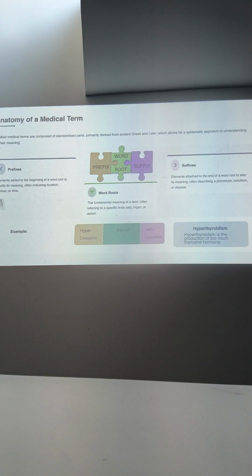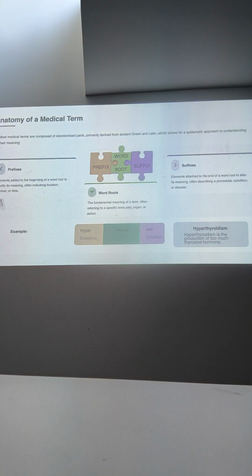And before the root word, sometimes you'll have a prefix, and that modifies the meaning, which indicates a location, number, or a time. And then at the end of the root word, which you'll always have, is a suffix. And that will alter the meaning again, often describing a procedure, condition, or disease.